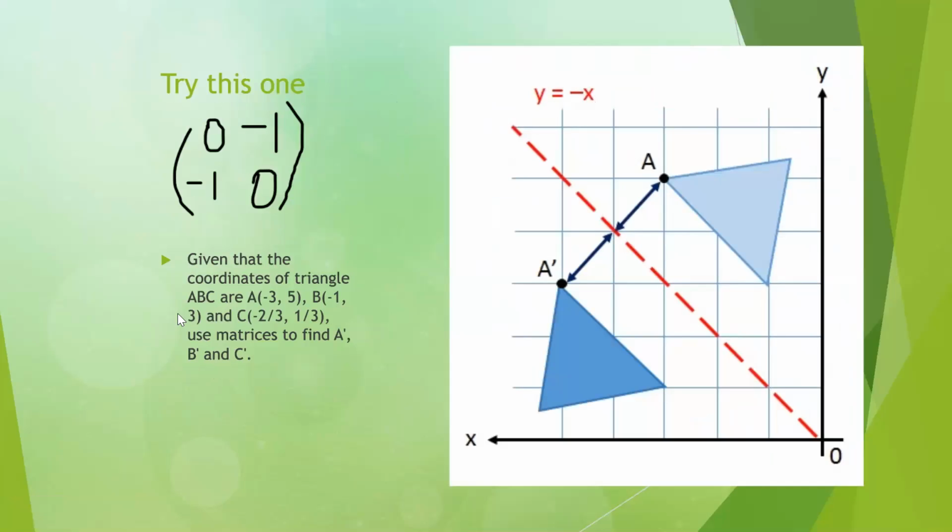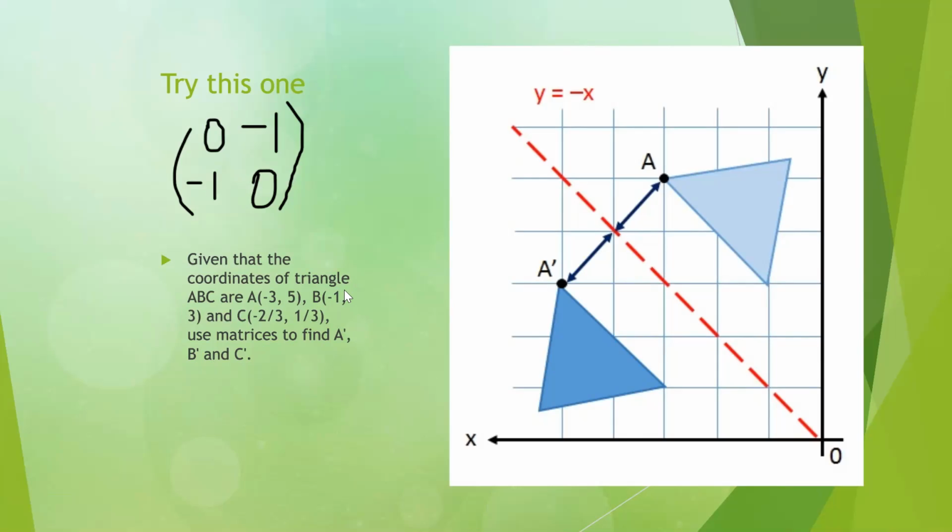It says, given that the coordinates of the triangle ABC are these, use matrices to find A prime, B prime, and C prime. So that means you have to show your working on how you would do it. And remember, we always put the reflection matrix first. We always pre-multiply. We put it first and then we put the points. Okay, guys? All right, does anyone have any questions for me before we end?